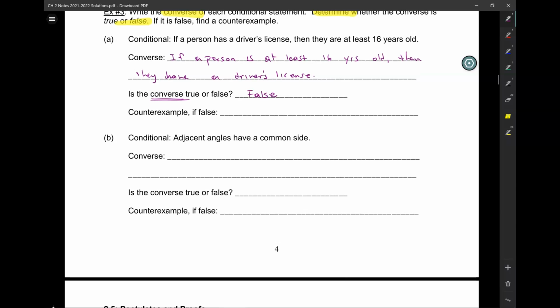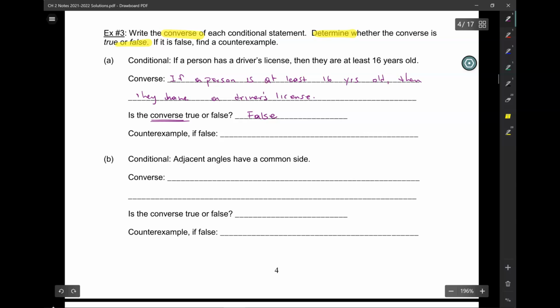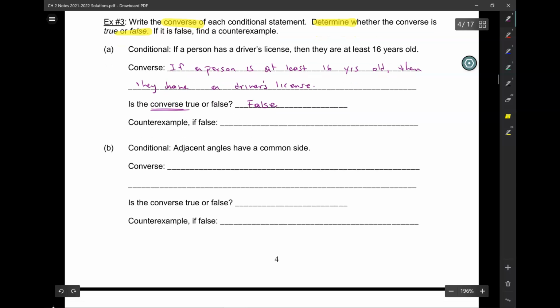Okay. So now you have to give a counterexample. If this is false, give a counterexample. And you literally have to say, I don't know, like Jordan Smith is 18 and he doesn't have a driver's license, okay? So you can say, all right, I'm going with Jordan Smith is 18 and he doesn't have a driver's license. Okay, conditional.